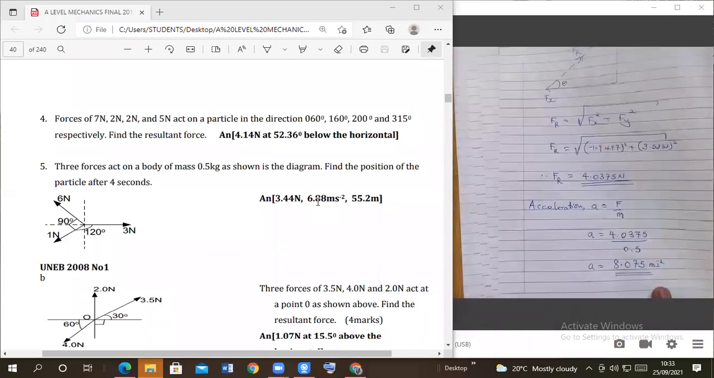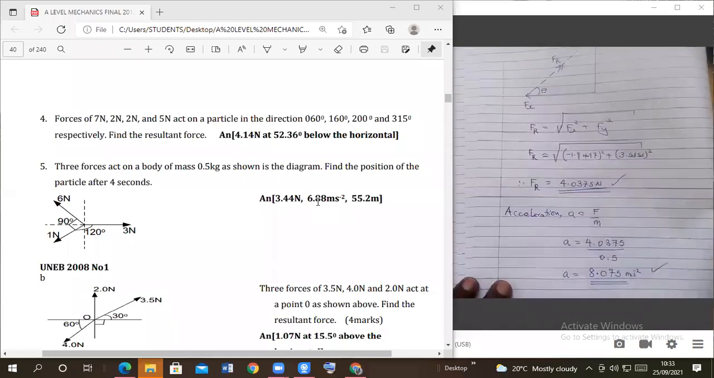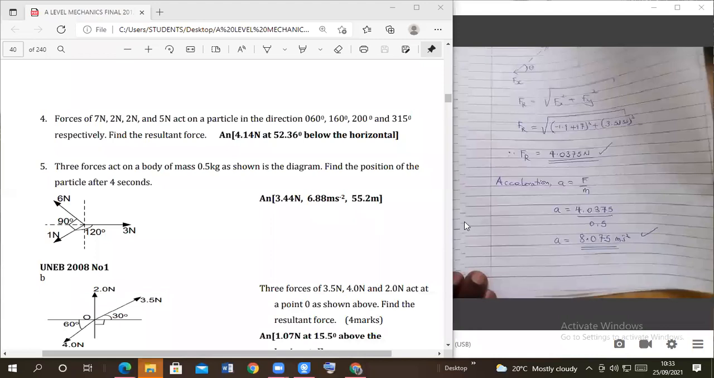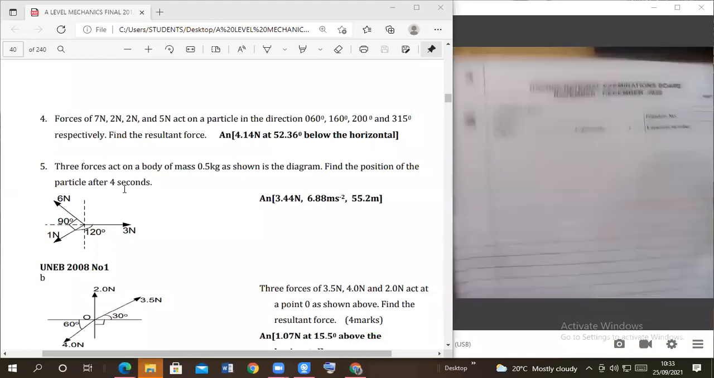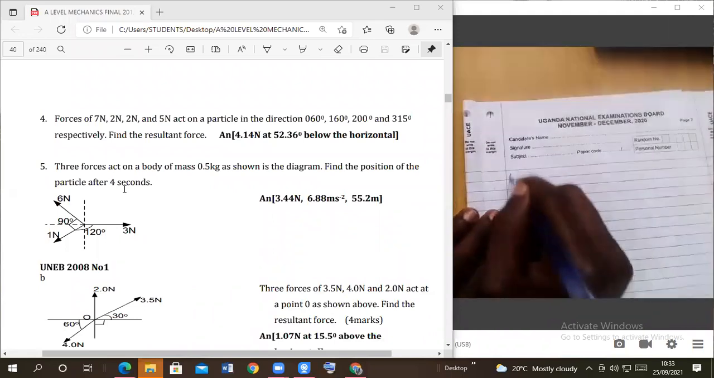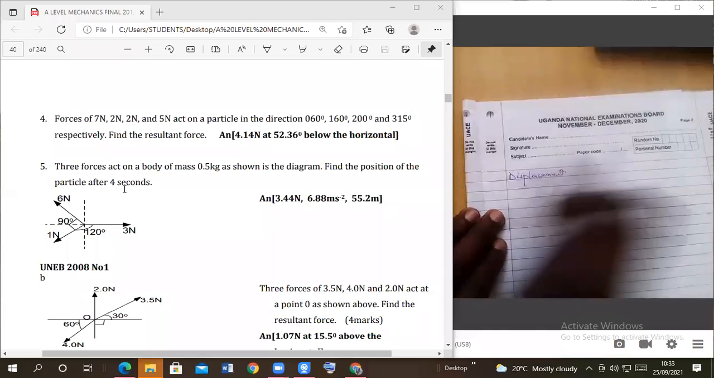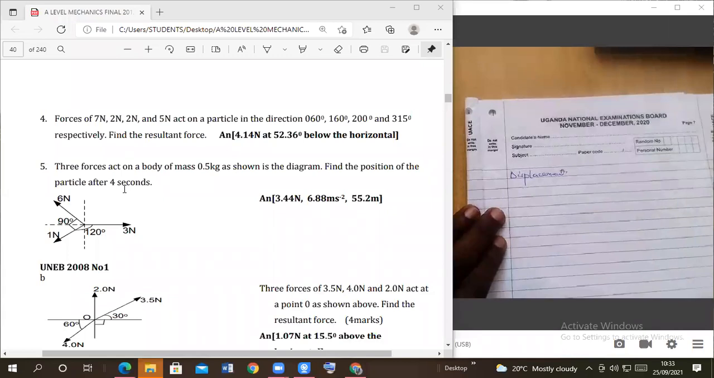You see, they have made mistakes everywhere. There's a mistake in that. There's a mistake in that. But the question was asking for the position, which means they're asking for the distance after 4 seconds. So what are we going to do to find that distance, the position? They're asking for the displacement. So here you must remember the equation of motion.